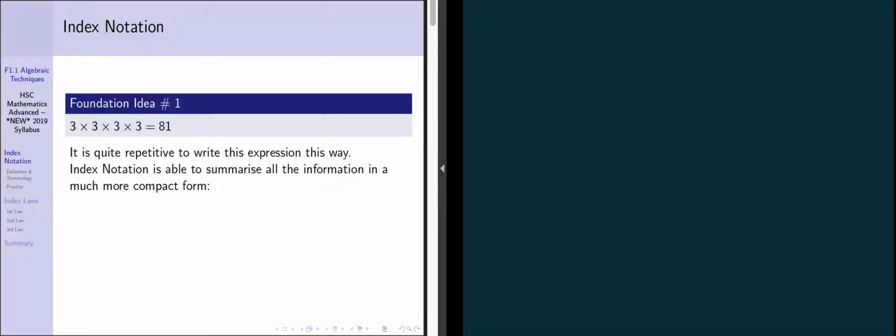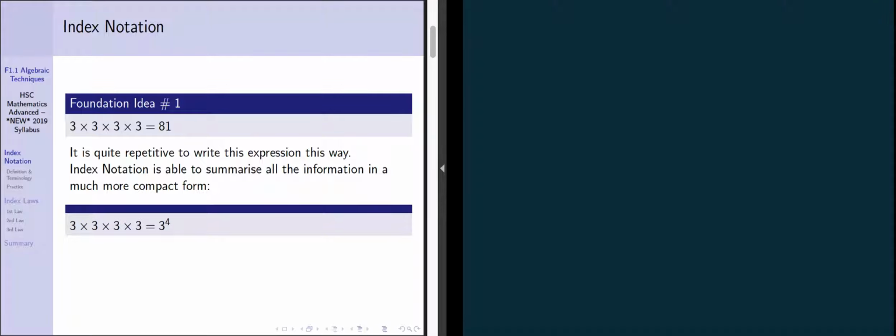What I want to get to here is that it's quite long to write this left hand side, the 3 multiplied by itself 4 times. So index notation provides us a nice compact form to write this left hand side of the equation, and then the index laws come out of this, which are rules which help simplify indices. The index notation, just so you start to get a feel for it, is shown on your screen now.